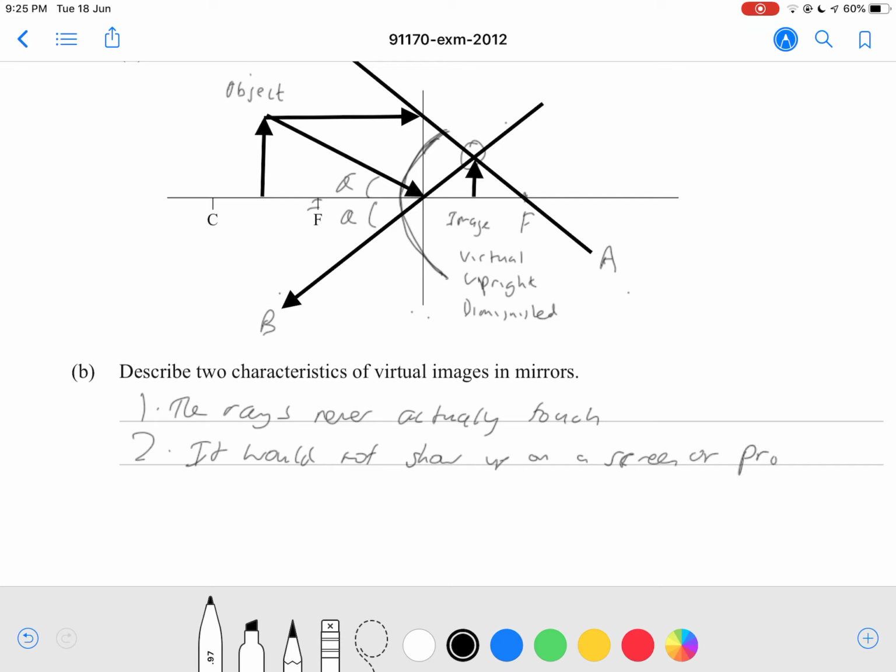And the reason for that is because it doesn't actually exist. Only real images can be projected onto the projector and screens, okay?